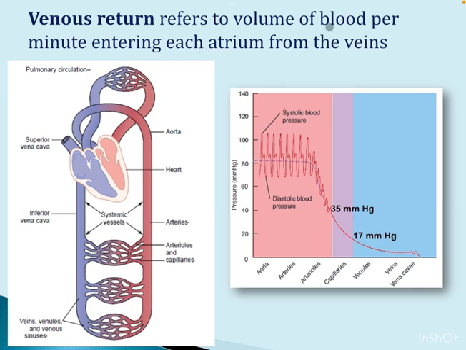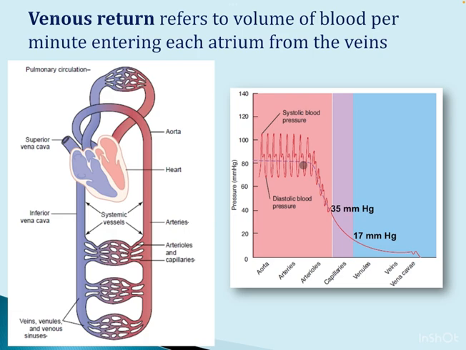Venous return refers to the volume of blood per minute entering each atrium from the veins, and venous return is mainly dependent on the pressure gradient. The left heart, that is the left ventricle, is under high pressure, while right atrium pressure is almost 0 millimeter of mercury. So this high pressure gradient is responsible for the venous return. The magnitude of flow through a vessel is directly proportional to the vessel pressure gradient.